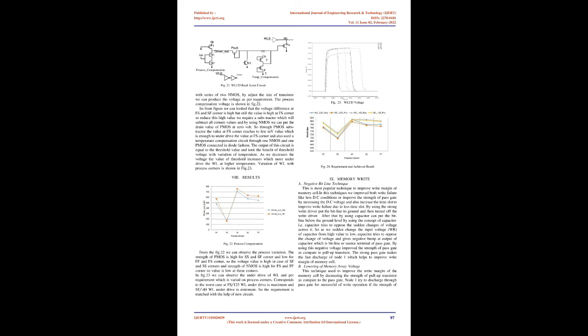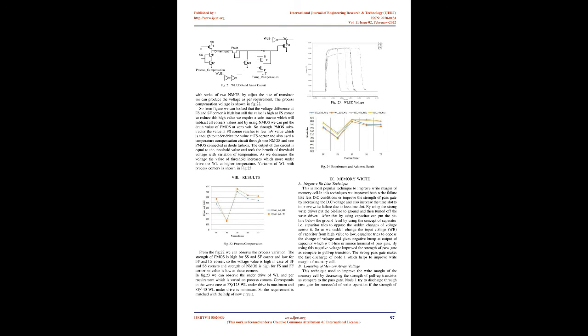Results. From figure 22 we can observe the process variation. The strength of the PMOS is high for the SS and SF corners and low for the FF and FS corners, so the voltage value is high in the SF and SS corners, and the strength of the NMOS is high for the FS and FF corners, so the value is low at these corners. In figure 23 we can observe the underdrive of the WL as per requirement, which varies with process corners. Corresponding to the worst case at FS/125, the WL underdrive is maximum and at SF/40 the WL underdrive is minimum. So the requirement is matched with the help of the new circuit.